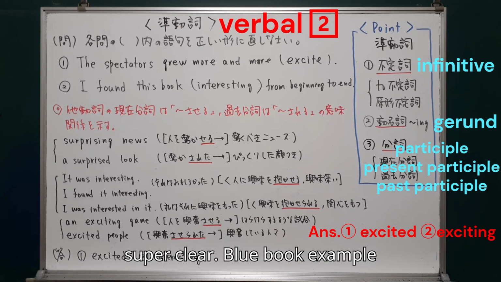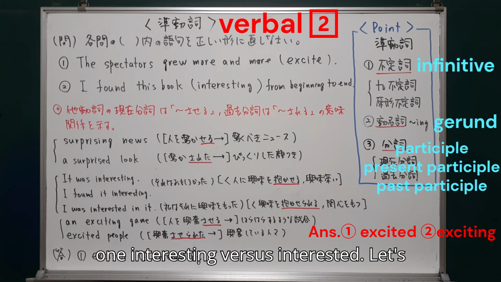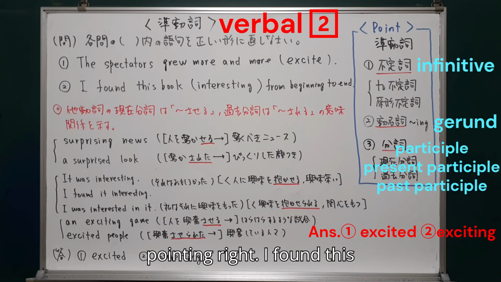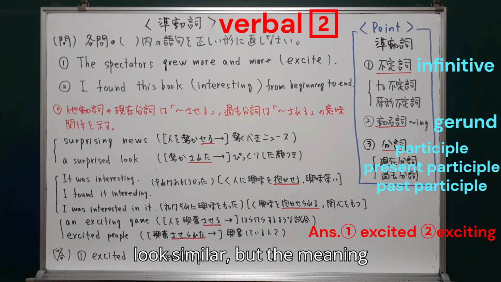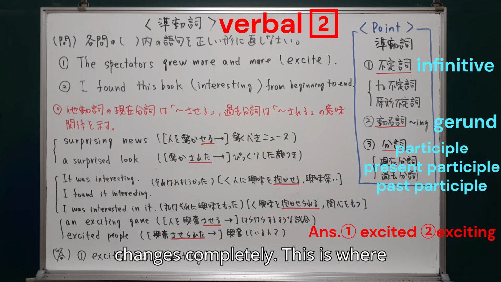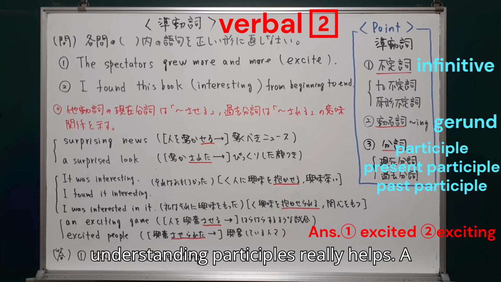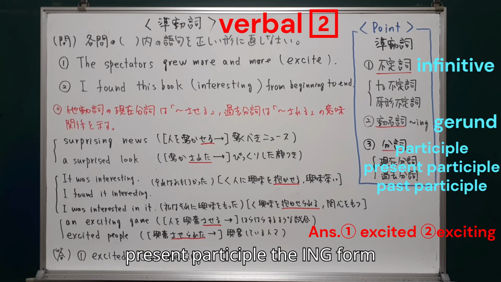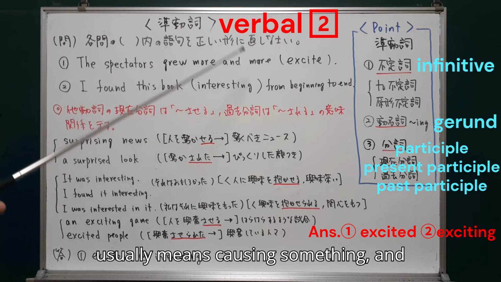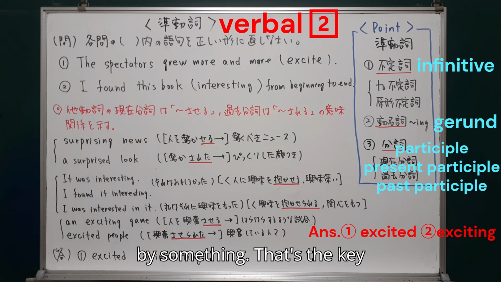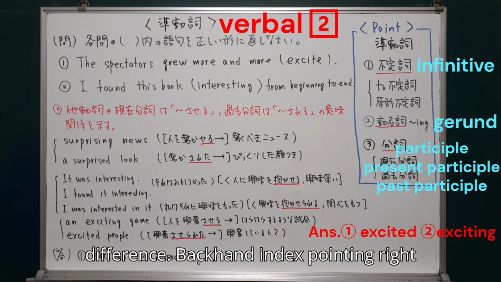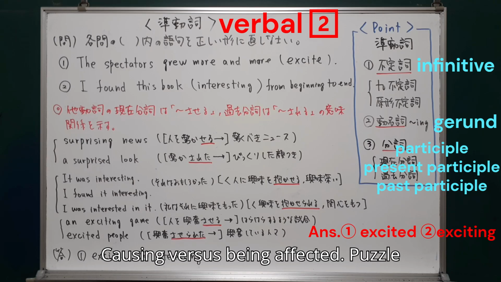Example 1. Interesting versus interested. Let's take another sentence. I found this book, interest, from beginning to end. Which is correct, interesting or interested? The words look similar, but the meaning changes completely. This is where understanding participles really helps. A present participle, the ing form, usually means causing something, and a past participle, the ed form, usually means being affected by something. That's the key difference. Causing versus being affected.